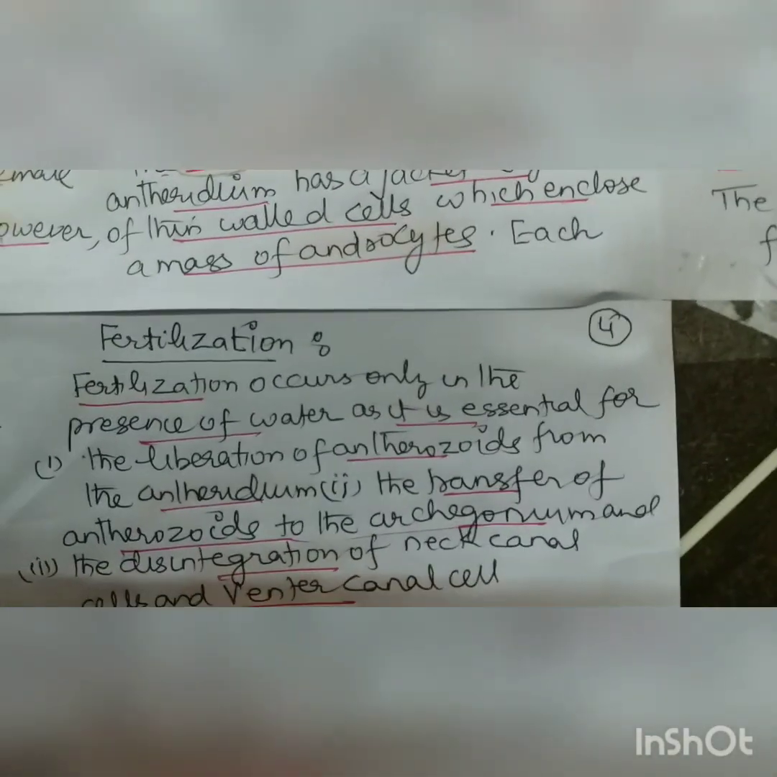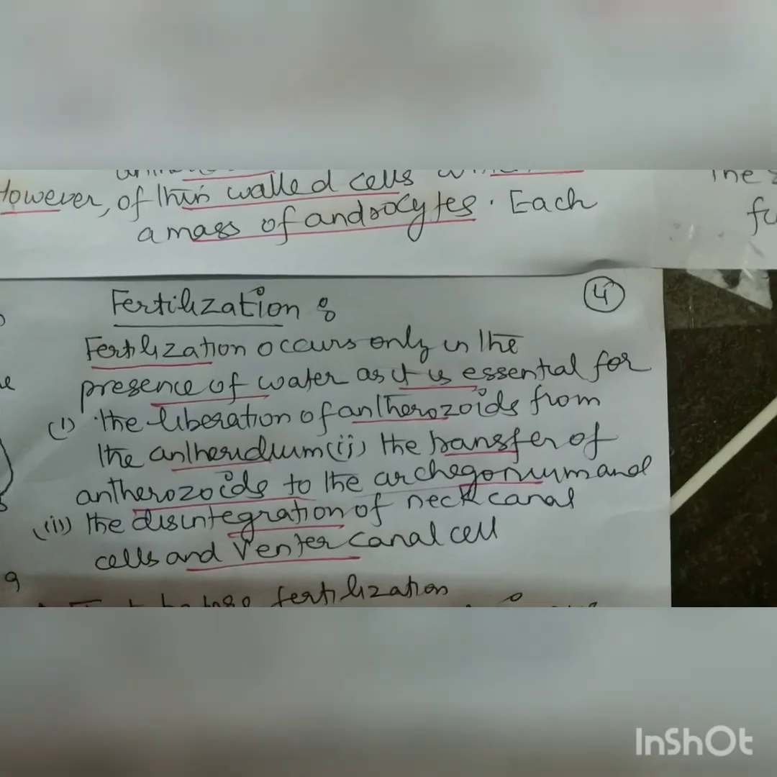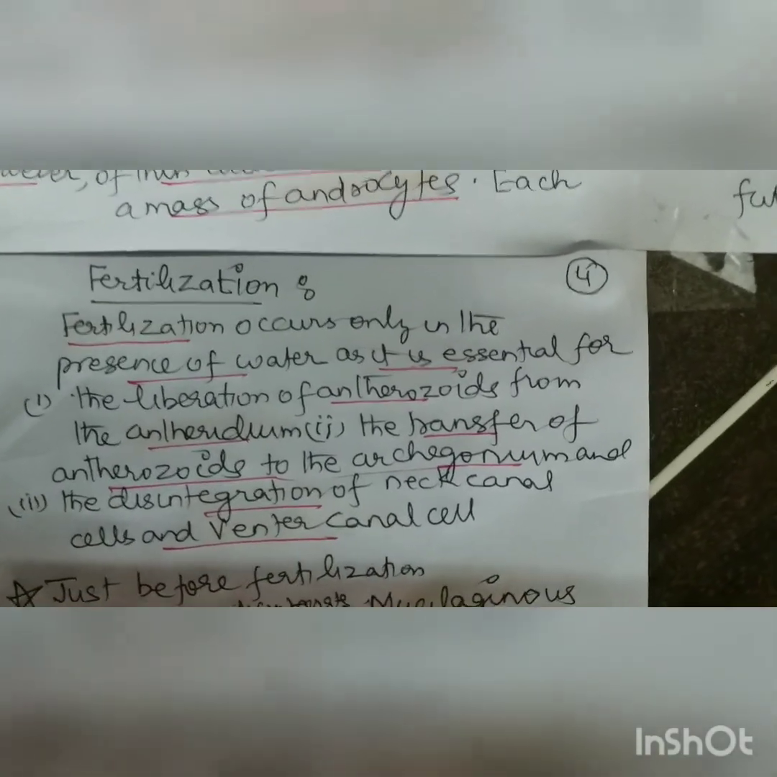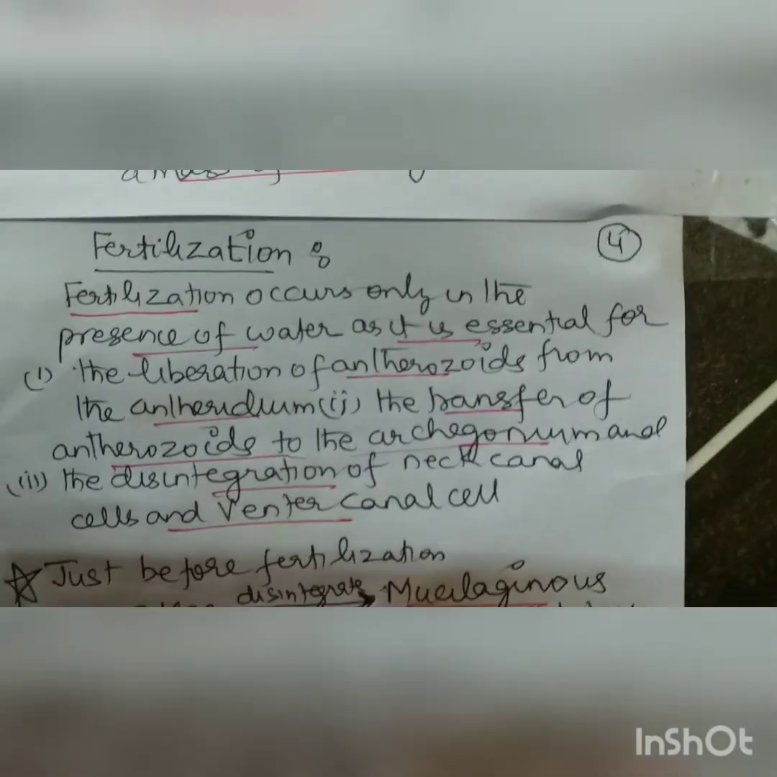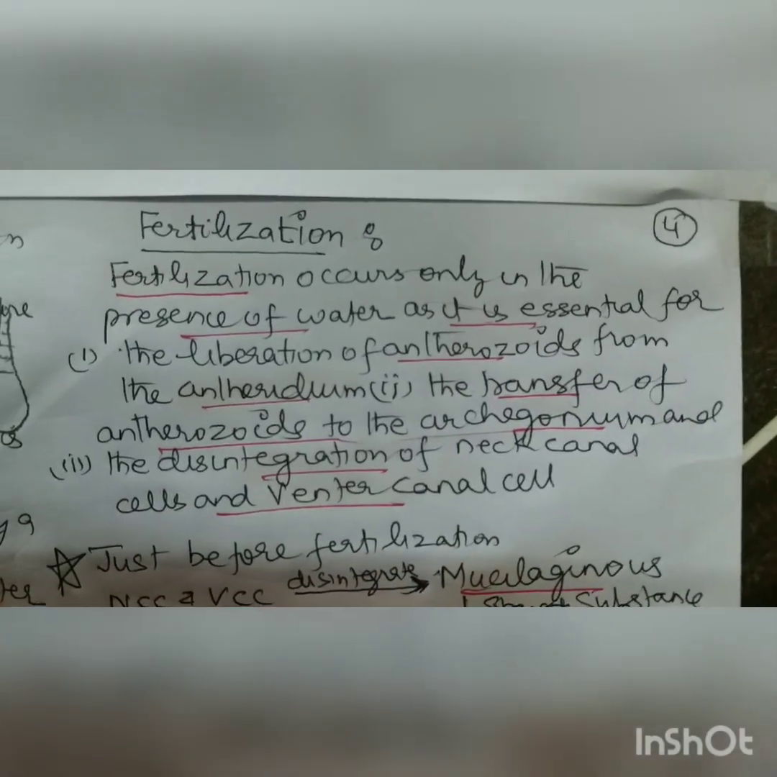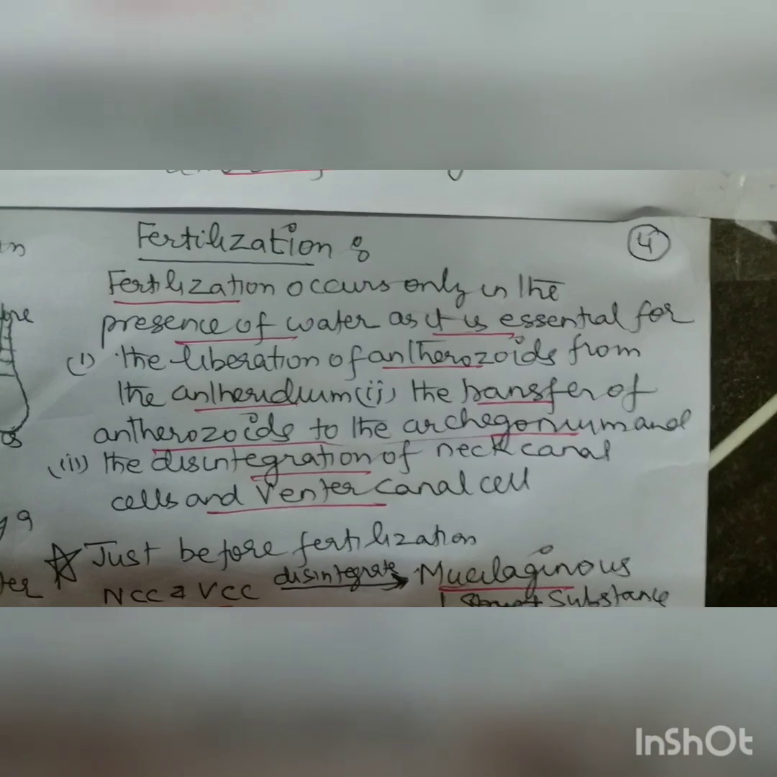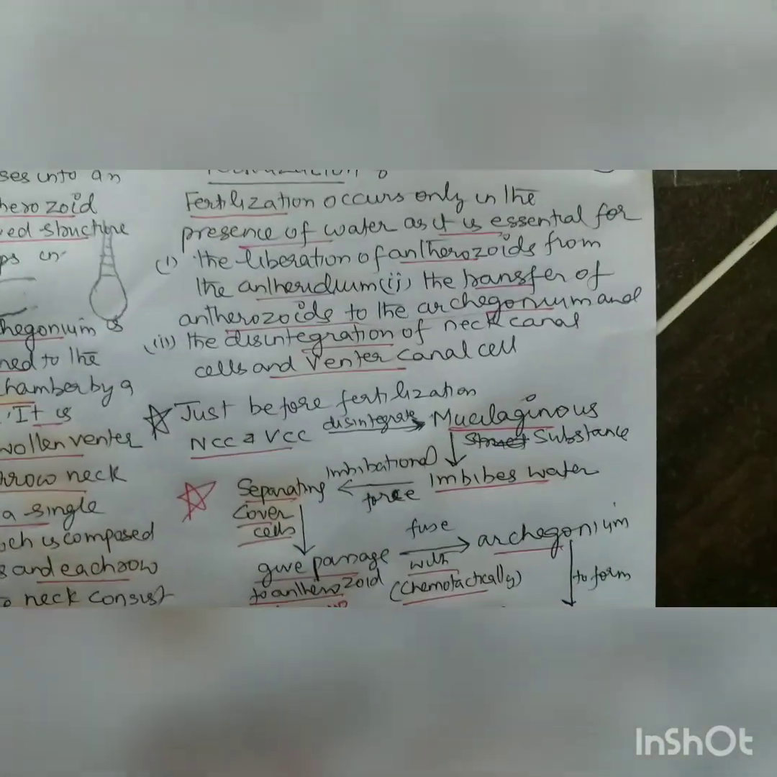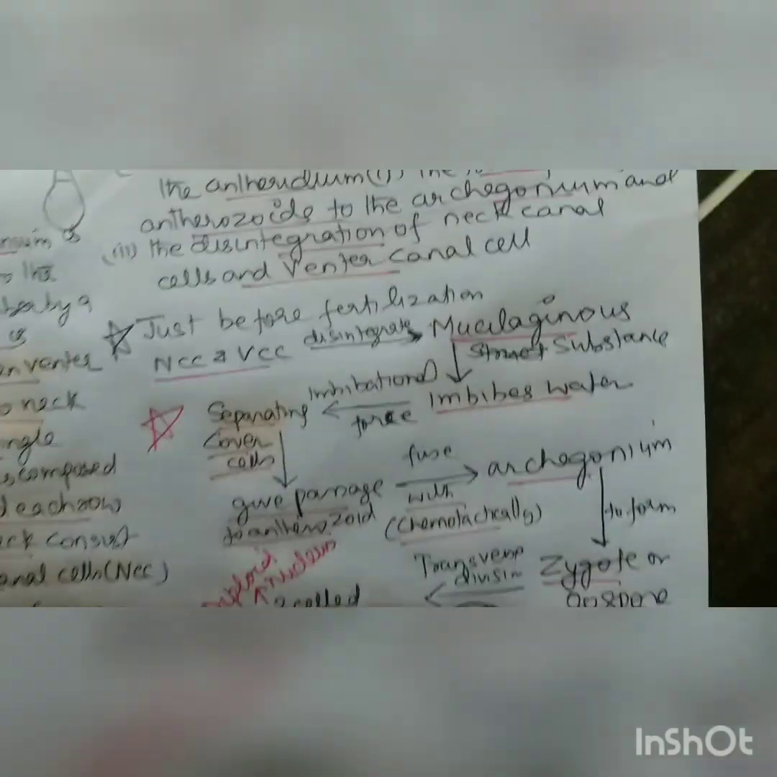So now we are coming to the last part of it, that is the fertilization. Fertilization requires the presence of water, as it is essential for the liberation of antherozoites from the antheridium. Second, the transfer of antherozoites to the archegonia. And third, the disintegration of neck canal cell and ventral canal cell, right? So what will happen in fertilization? I will make a flow chart.